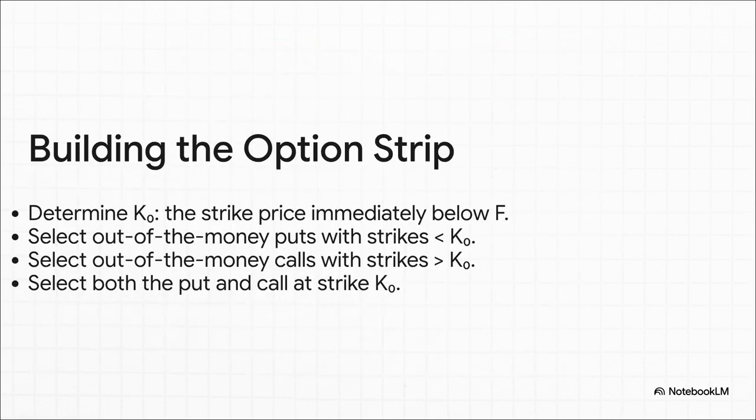Once we have that forward level, we can build our strips of options. We start with K0, which is just the strike price sitting right below that forward level we just found. Then, we grab all the out-of-the-money puts below that point and all the out-of-the-money calls above it. By using this range of options, we're capturing the market's expectation for all sorts of potential outcomes. And right at that K0 strike, we actually use both the put and the call to anchor the whole thing.